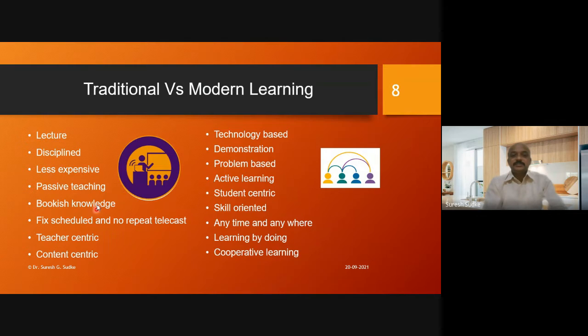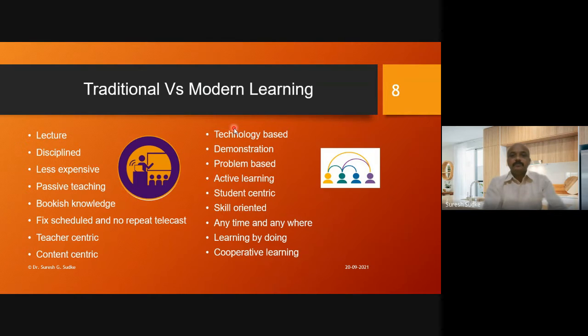It is just syllabus centric, or we may say just catering of bookish knowledge. It is a fixed schedule with no repeat telecast, and it is totally teacher centric and content centric. Within the particular period of time, the teacher is only going to complete the syllabus, and therefore whatever knowledge is present in the syllabus is the only knowledge gained by the traditional method.